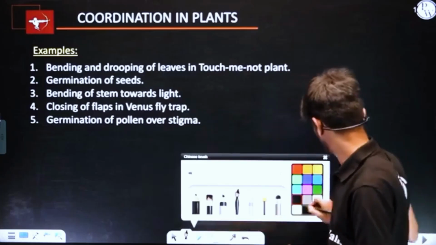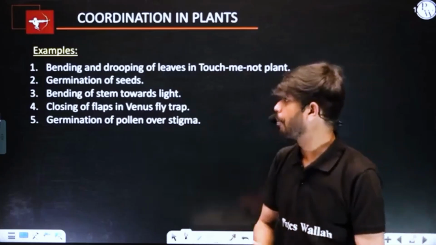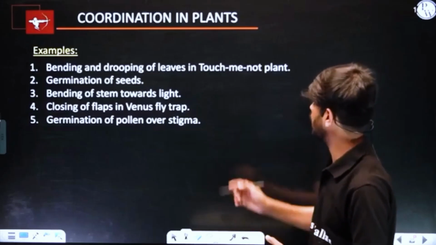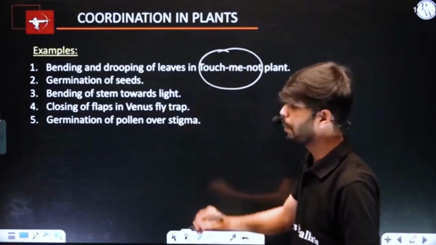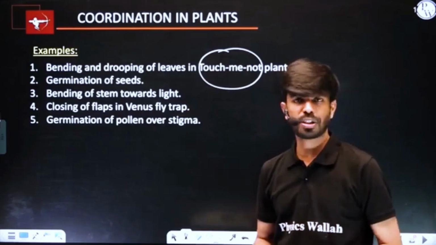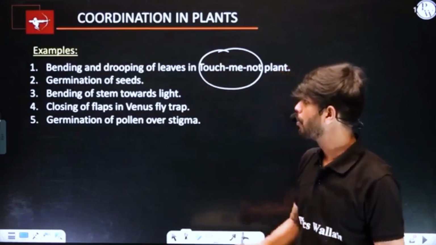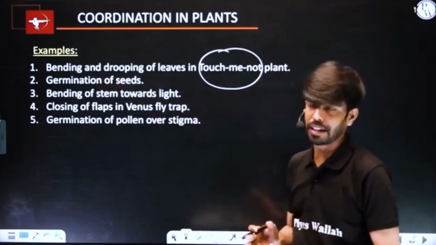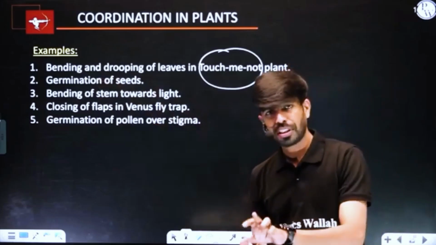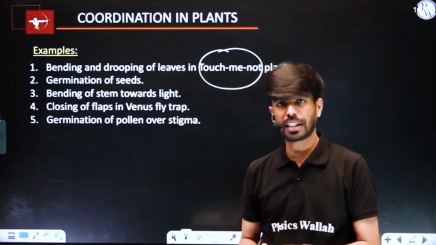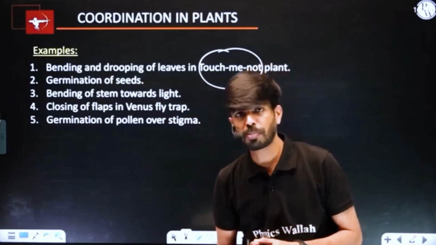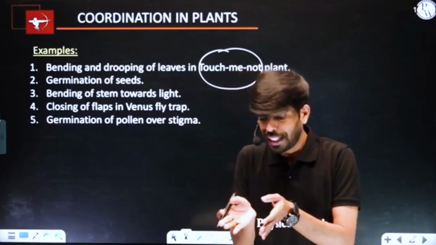Yes, the first one: bending and drooping of leaves in the touch-me-not plant. Touch-me-not plant, you know that. Shy plant, shame plant, as well as Mimosa pudica. So the example is bending and drooping of leaves in the touch-me-not plant. When you touch the touch-me-not leaves, immediately they show their response. So what is that response? Yes, that response is shutting their leaves.